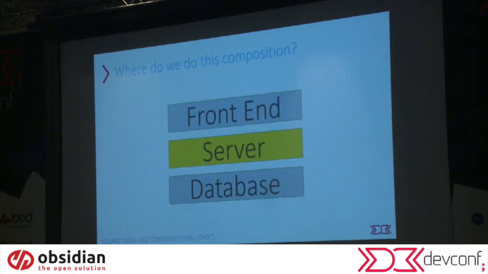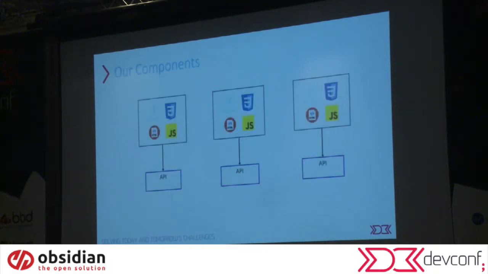So we've done front-end composition. Let's look at server-side composition. So why do we want server-side composition? Let's say we've got our 3 components on the page. The pricing component loads, and it calls its API. The marketing component loads, and it calls its API. The search component loads, and it calls its API.